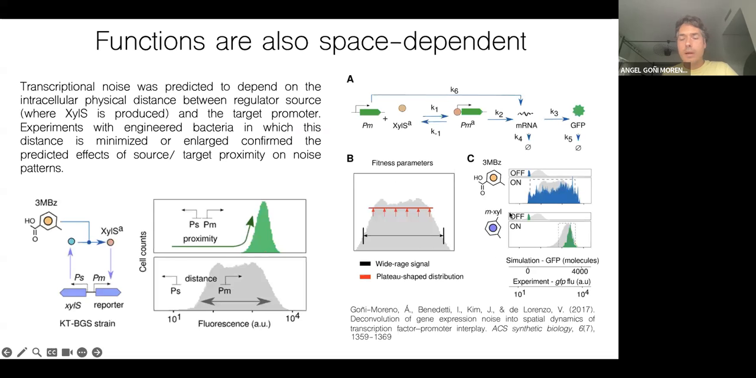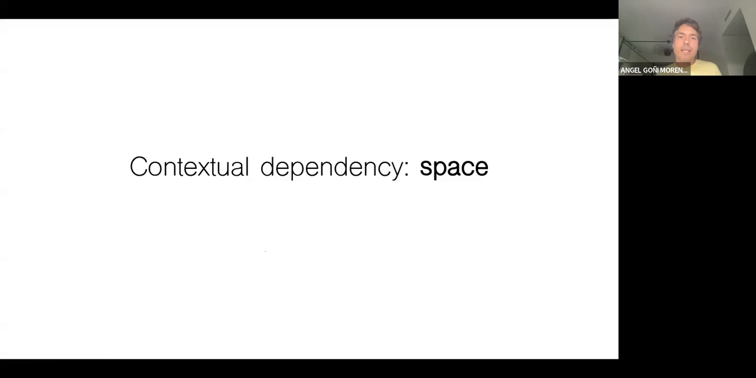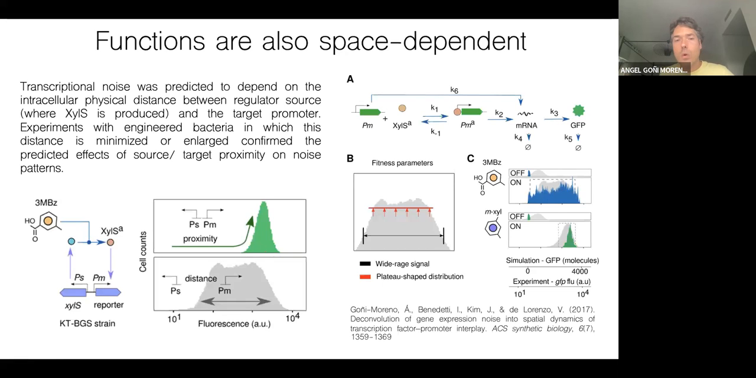So we are looking at quite a few different contextual dependency stories, sub-stories, let's say. One of the sub-stories is space. Okay, bacterial cells are small, of course, okay, but space within the volume of the cell matters quite a lot. Okay, we had this work published a few years ago in which we had some constructs. The constructs were genetically the same, but the circuit was divided in two.